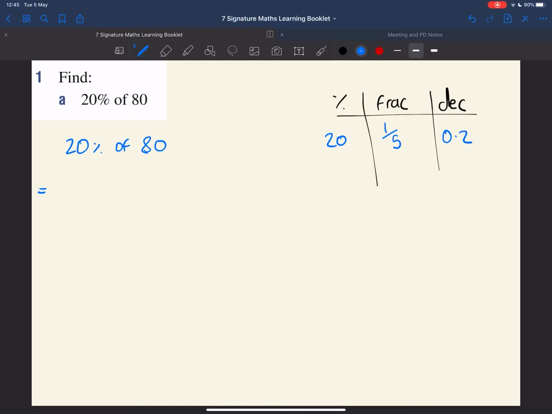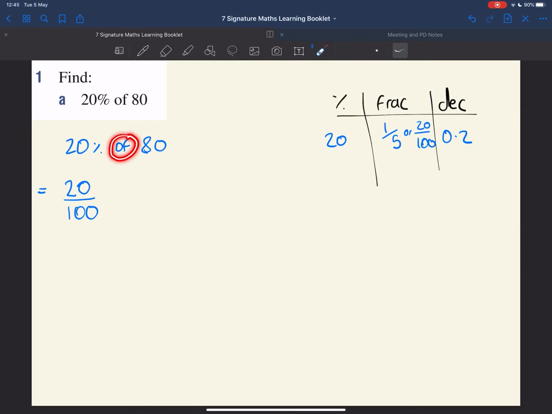All right, so we're going to try and find 20% of 80, but we're going to convert this percentage to a fraction. I'll show you why in a second. So 20% can be written as 20 out of 100. I know that I wrote 1/5 here, but this is the simplified version. So we could also write 20 out of 100. That's fine. So I converted this to a fraction.